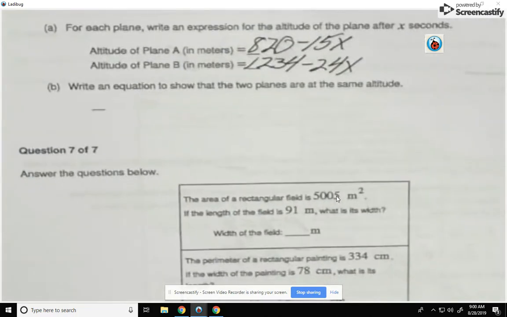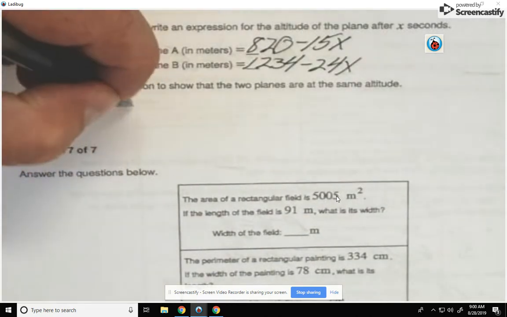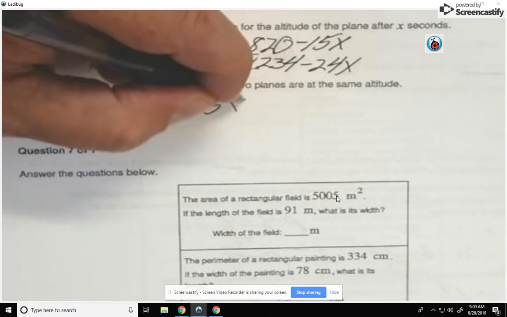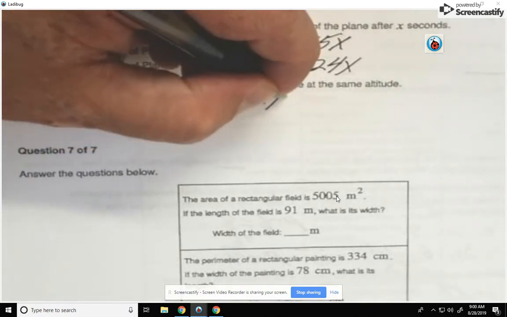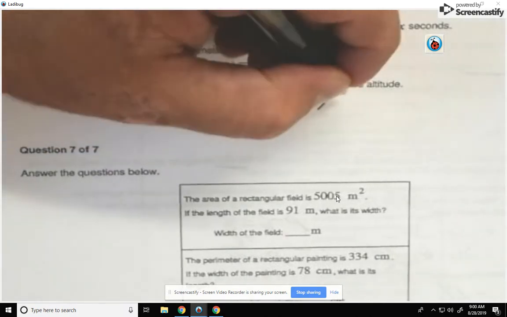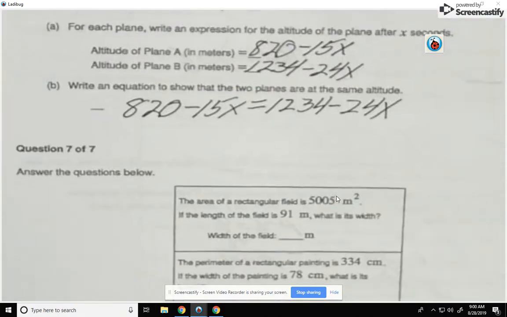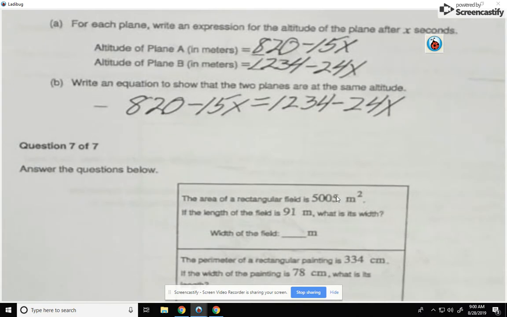Okay, part B asks us to write an equation to show that the two planes are at the same altitude. All we do is simply set our two equations equal to one another. From there we could solve it if we wanted to.